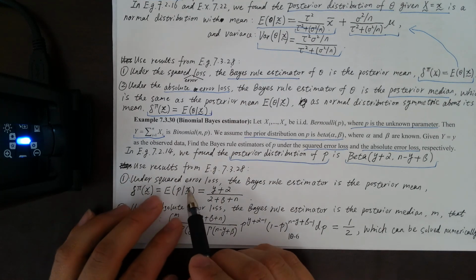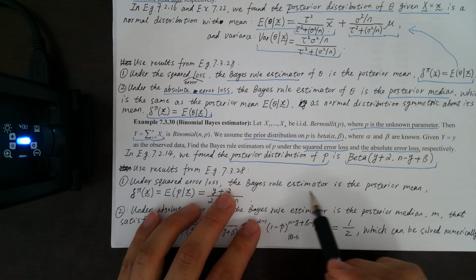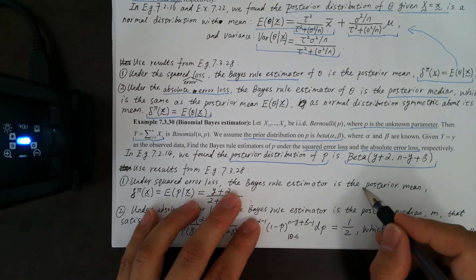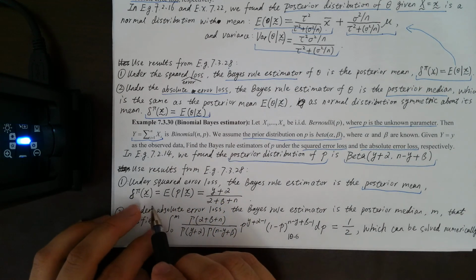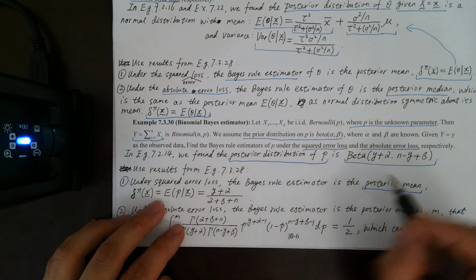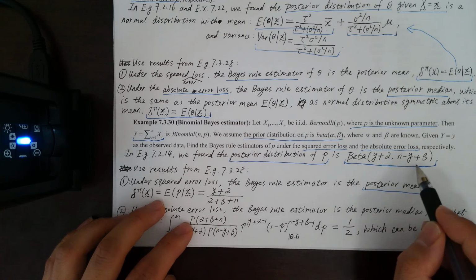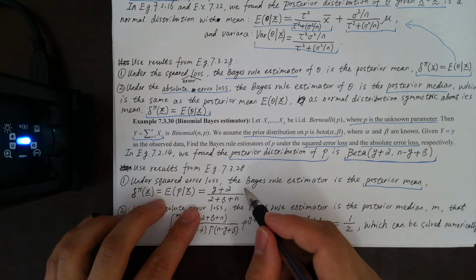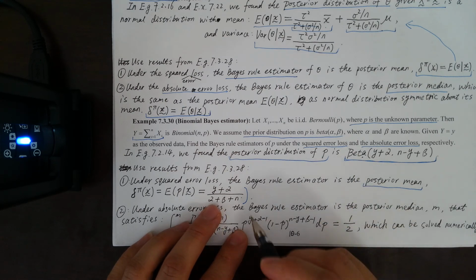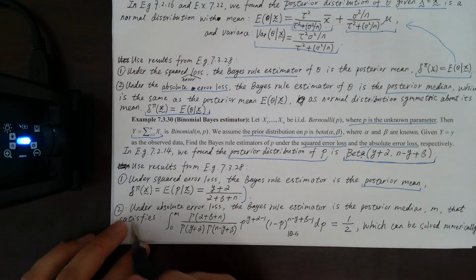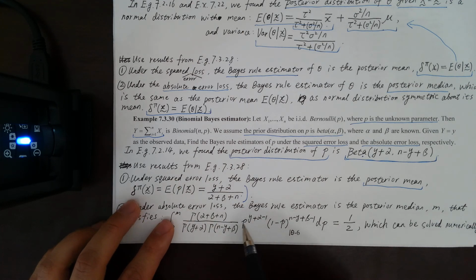Under the squared error loss, what is the Bayes rule estimator? That is the posterior mean, which is the mean of this posterior beta distribution. So which is here, this is the mean of this beta distribution. Okay, so the second question is under the absolute error loss.